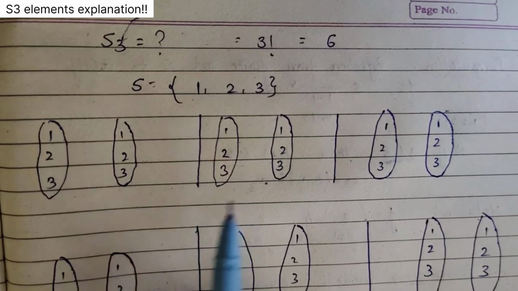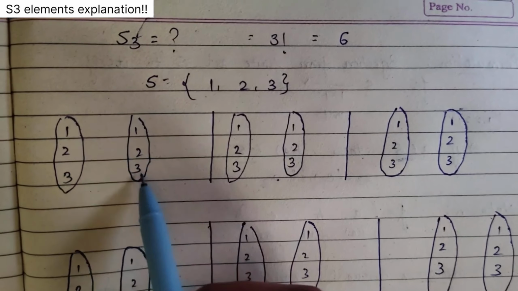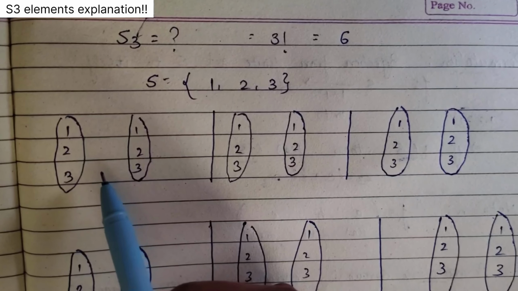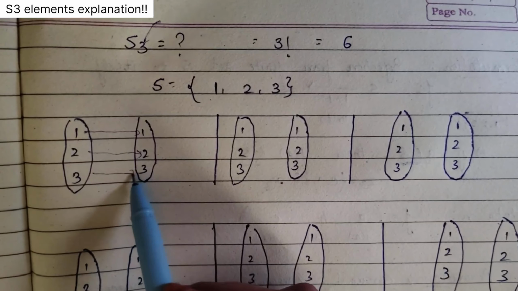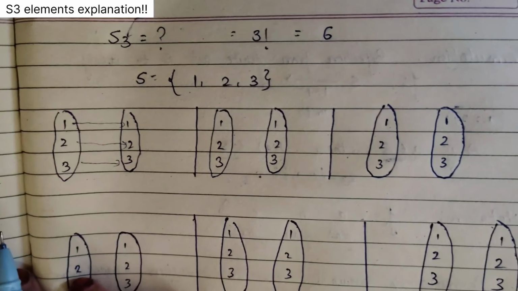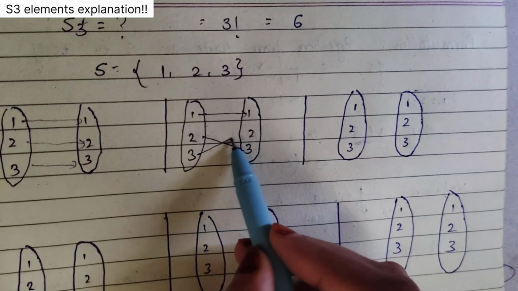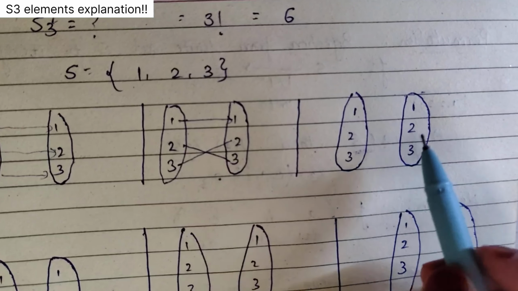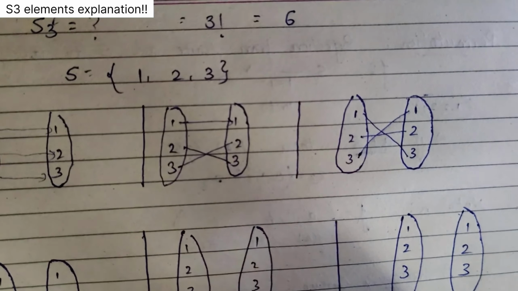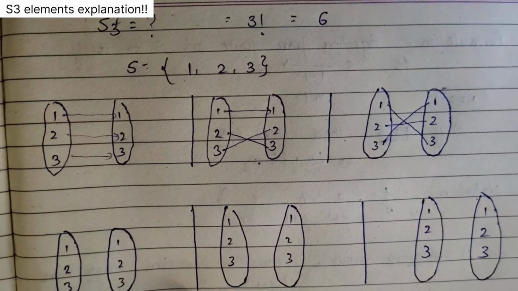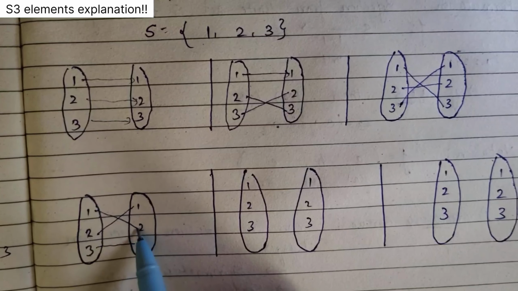I have just drawn the diagrams. The first case is the very basic case: how we can map these three elements to these three elements such that the mapping is a bijection. First, 1 is mapped to 1, 2 is mapped to 2, 3 is mapped to 3. Next, we map 1 to itself and the other two are cross mapped. Second, we map 2 to itself and the other two are cross mapped. Next, we map 3 to itself and the other two are cross mapped.